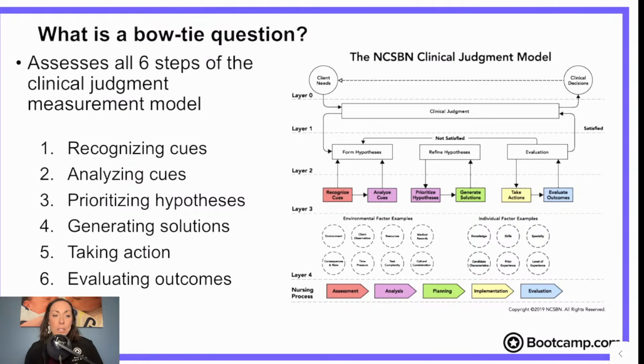Before we go into everything in this webinar, I want to touch base with you guys on what a Bowtie question is and what it's really looking at. It really assesses clinical judgment. I know a lot of this might seem like foreign language, but it'll make more sense as we go through the webinar. There are 6 steps of the clinical judgment measurement model, and that's what is being tested on these Bowtie questions. We are going to be looking at how we recognize cues, analyze cues, prioritize hypotheses, generate solutions, take action, and then evaluate outcomes. And we're going to break each of these steps down as we go through our Bowtie question.